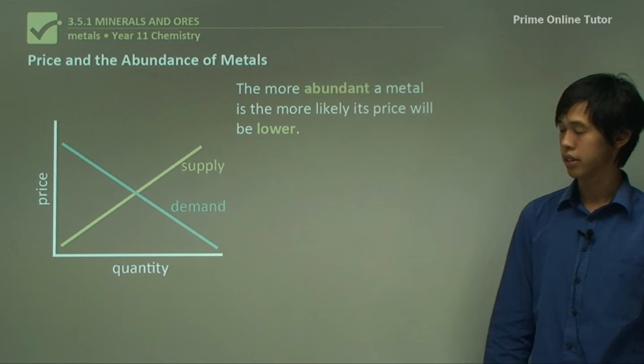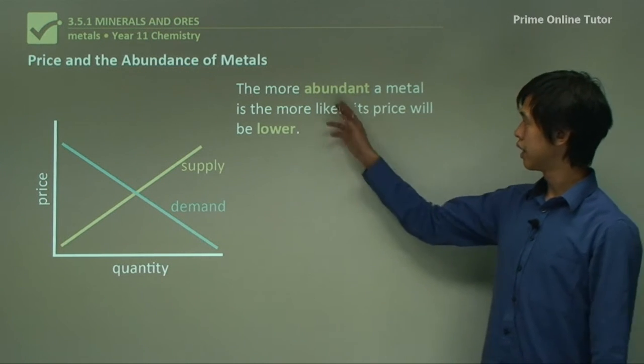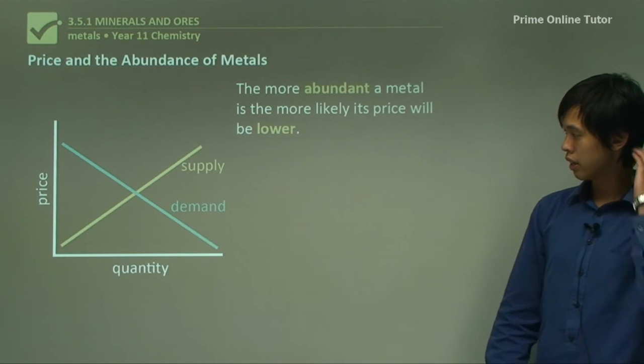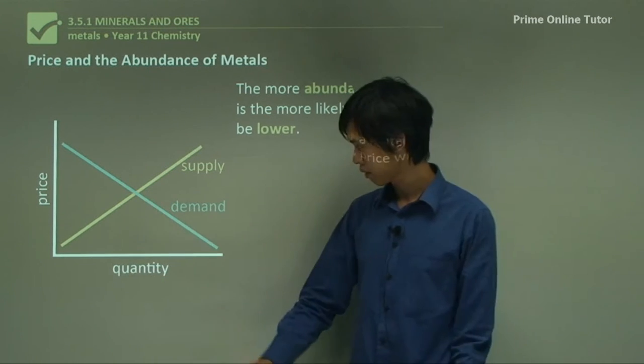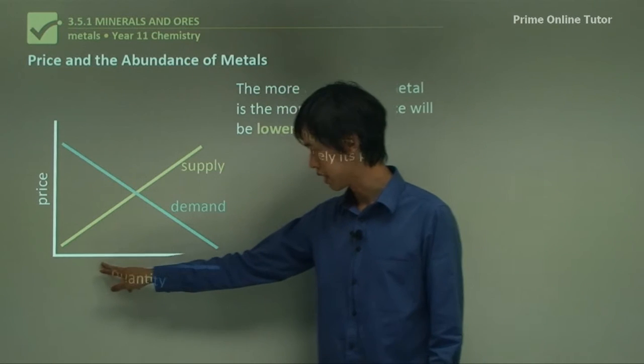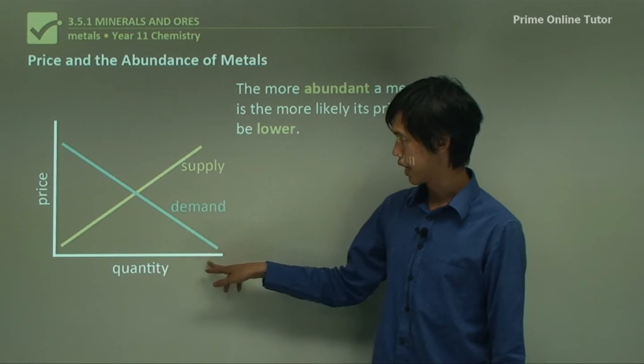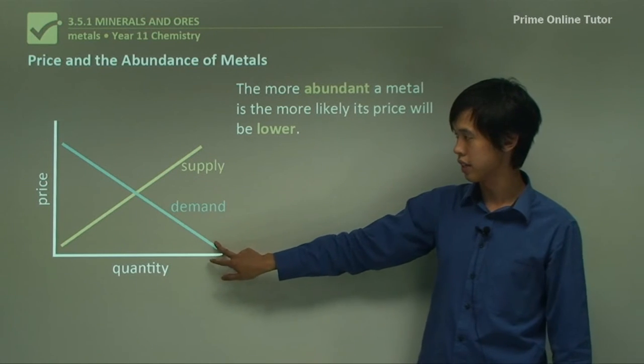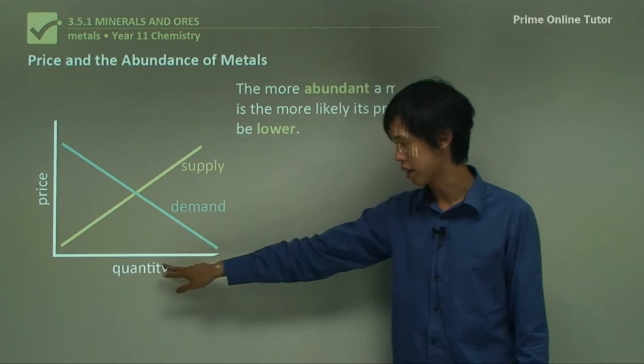Okay, so the abundance thing. The more abundant the metal is, the more likely its price will be lower. So if we just go down this way, the demand is the blue line. As we go down, as we lose demand, basically the quantity goes up.